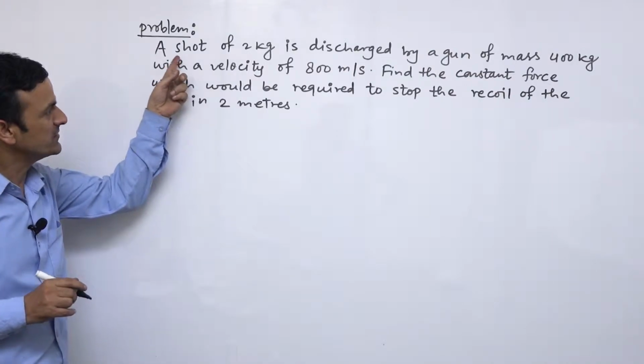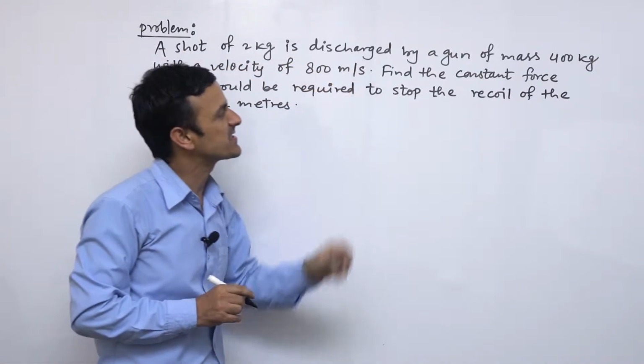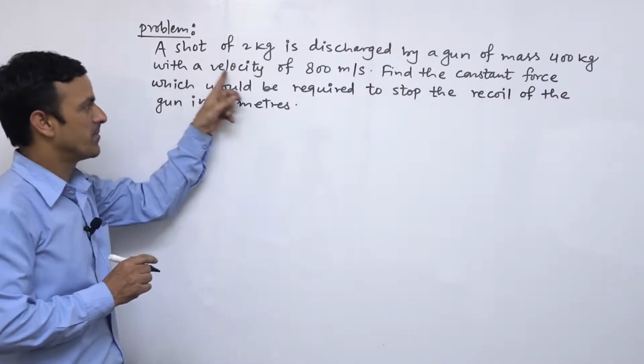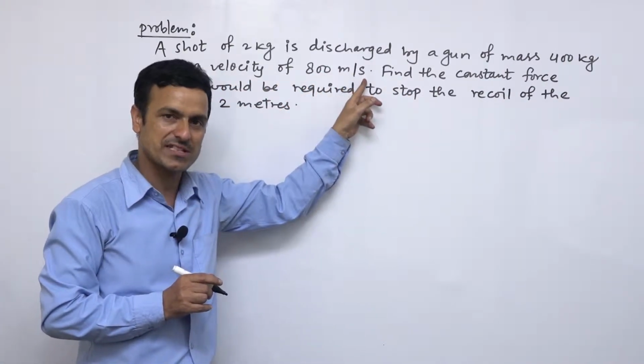Now we have this question: a shot of 2 kg is discharged by a gun of mass 400 kg with a velocity of 800 meter per second.